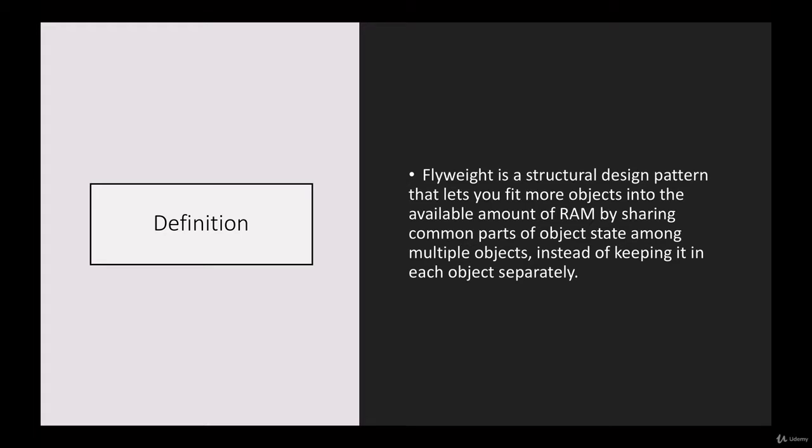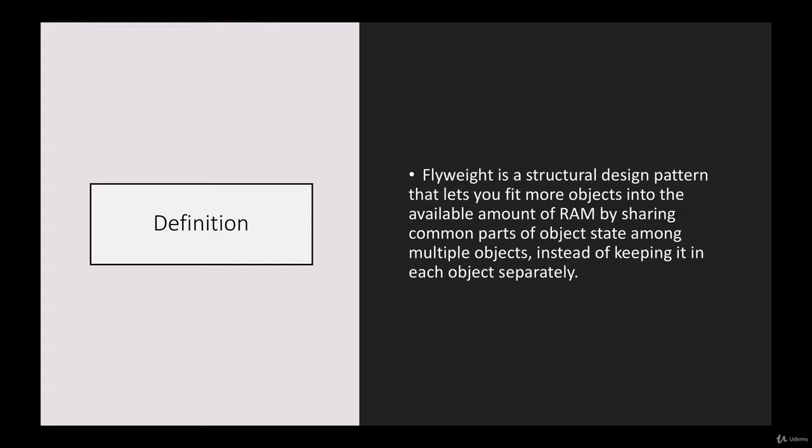If you have multiple objects which have the same states and all this same state is replicated across your multiple objects, that will consume more memory. Since this replicated state can actually be shared among all these multiple objects, it can drastically reduce the memory usage. So that's what it says. Instead of keeping it in each object separately, you keep it apart from every object, and all the other objects will have a reference to this unique object.